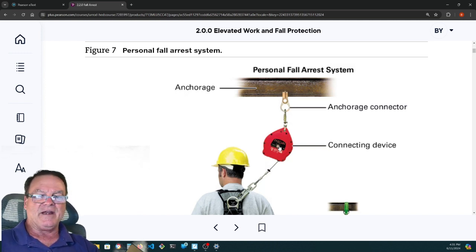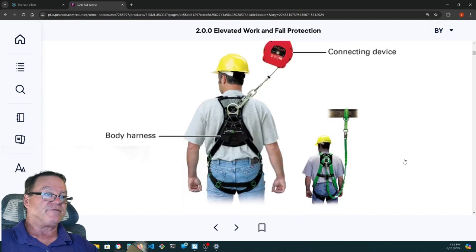device. It allows you to walk slowly or to climb around, but it retracts like a seatbelt. But if you were to slip and fall, it only allows you to fall about 2 feet, and then it catches and it doesn't allow you to fall any further. So those are very nice. Those are super to have.